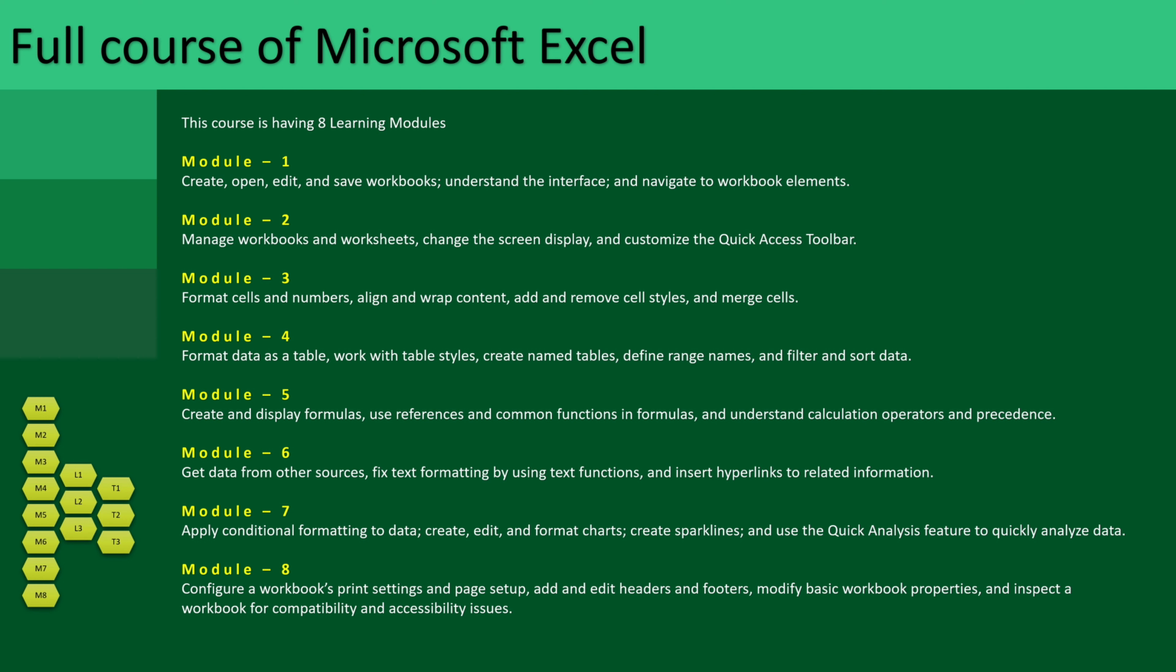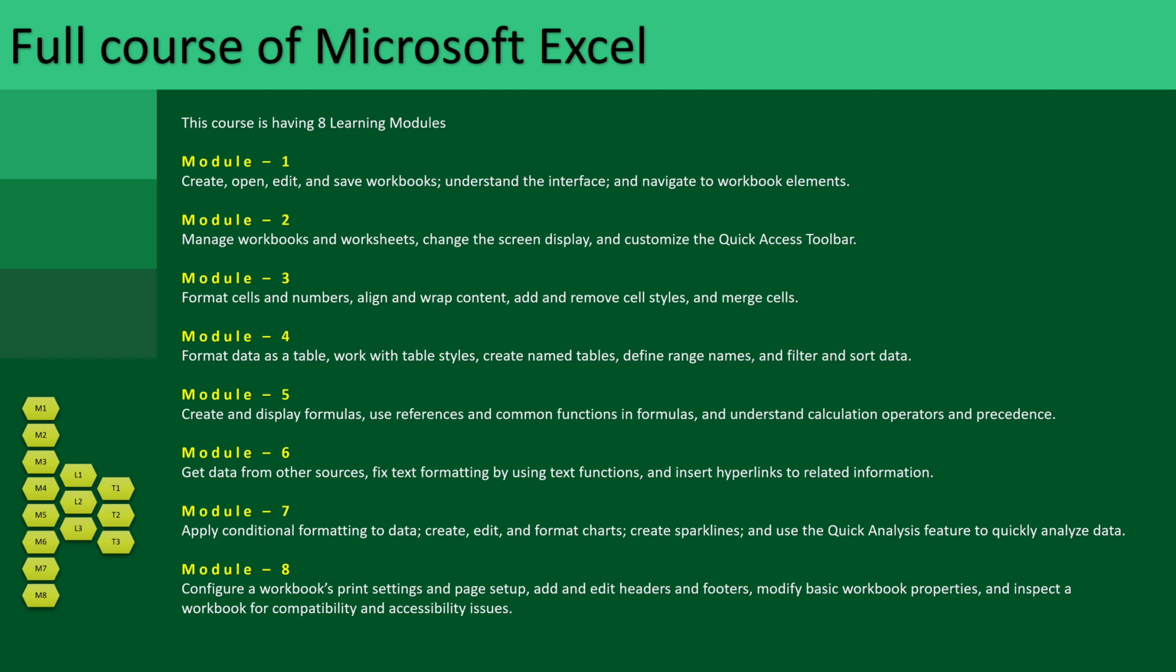Module 4. Format data as a table, work with table styles, create named tables, define range names, and filter and sort data. Module 5. Create and display formulas, use references and common functions in formulas, and understand calculation operators and precedence. Module 6. Get data from other sources, fix text formatting by using text functions, and insert hyperlinks to related information.